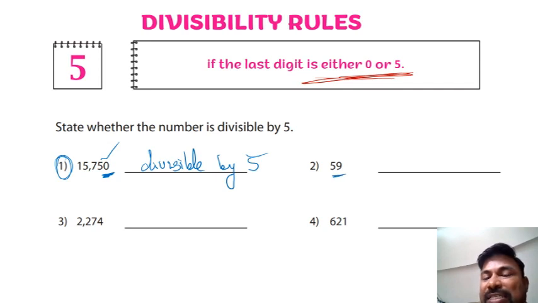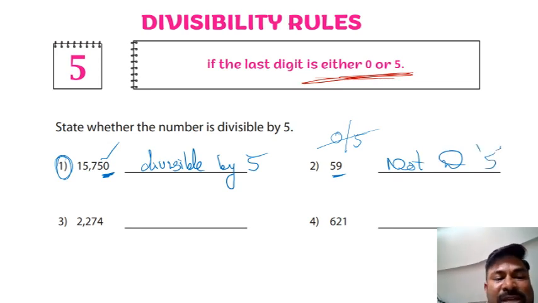Now let us go for the second sum. What's the last digit? 9. 9 means we don't have 0 or 5. We don't have that. Therefore, this is not divisible by 5. Now let us go for the third one. What is the last digit? 4. What is required? Either 0 or 5. But here what are we having? 4. Therefore, it is not divisible.